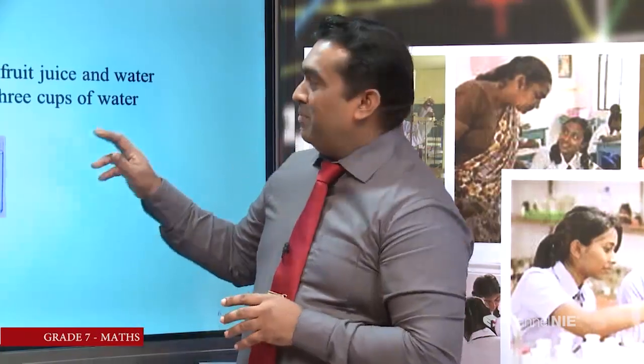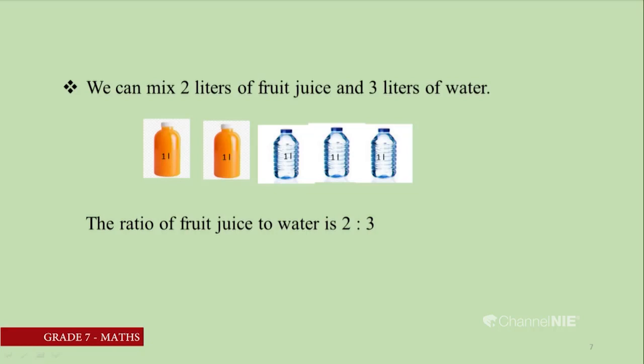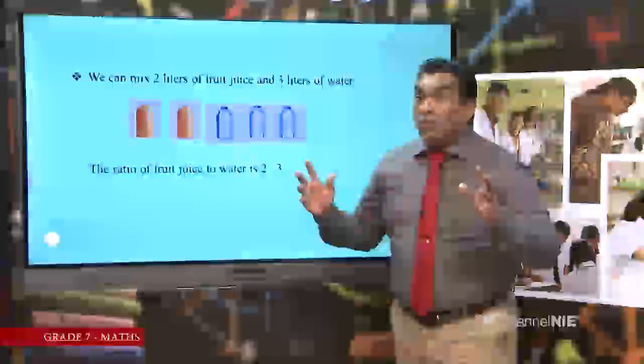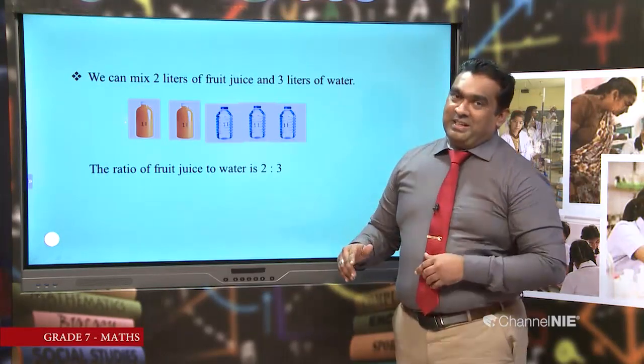We'll see another example. We can mix 2 liters of fruit juice and 3 liters of water. The ratio of fruit juice to water is 2 is to 3, or 2 to 3.